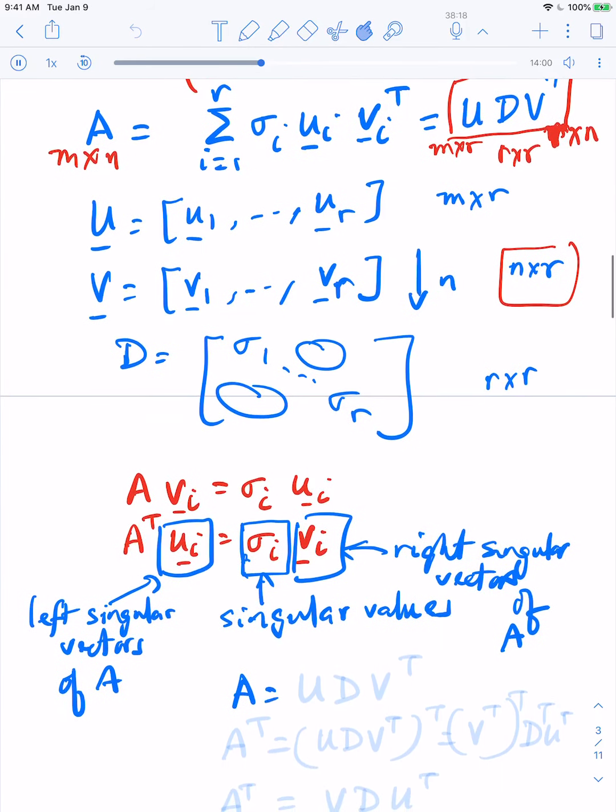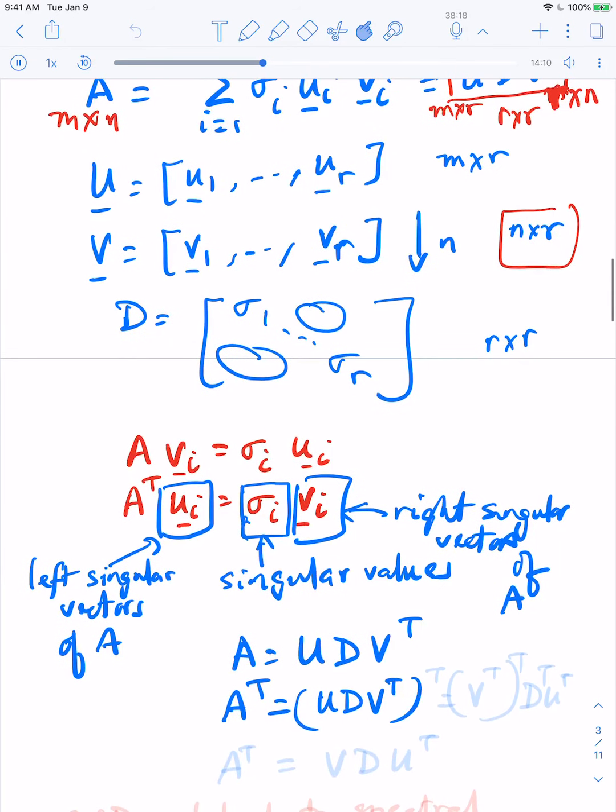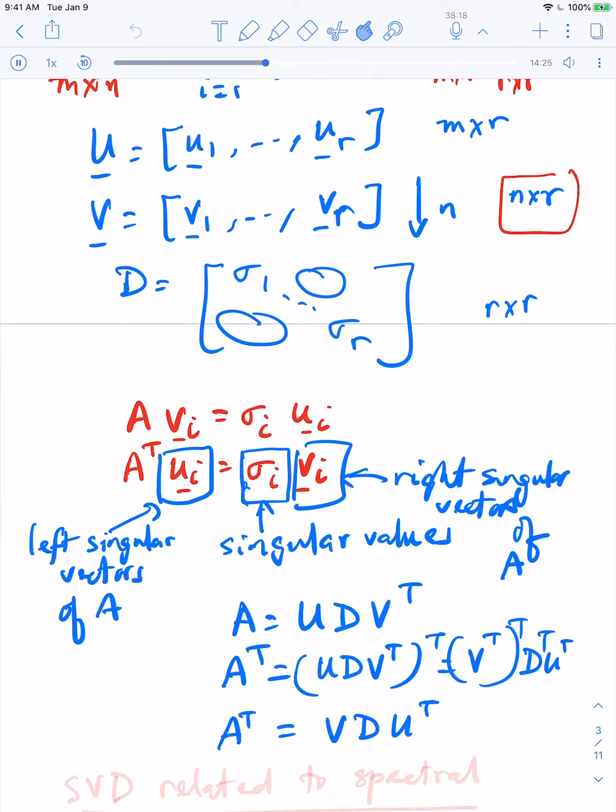Because if A is U D V transpose, A transpose is V transpose transpose, D transpose, U transpose, which is V, and D transpose is the same as D. It's a diagonal matrix: V D U transpose, right? So the left singular vectors of A are the right singular vectors of A transpose. So the SVD applies to arbitrary matrices A, right?